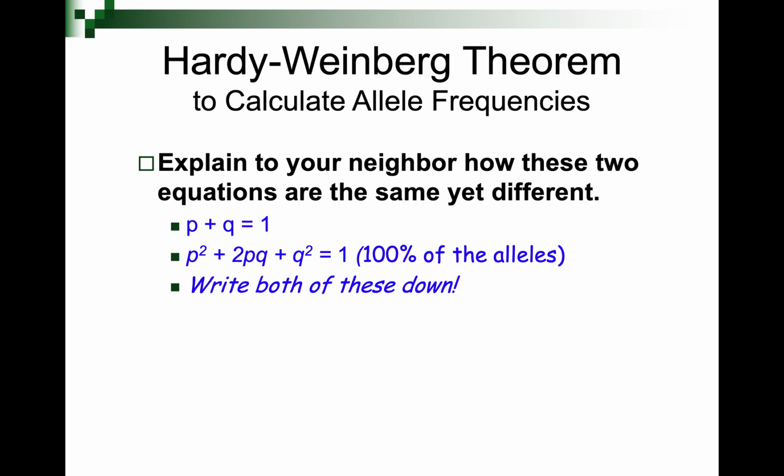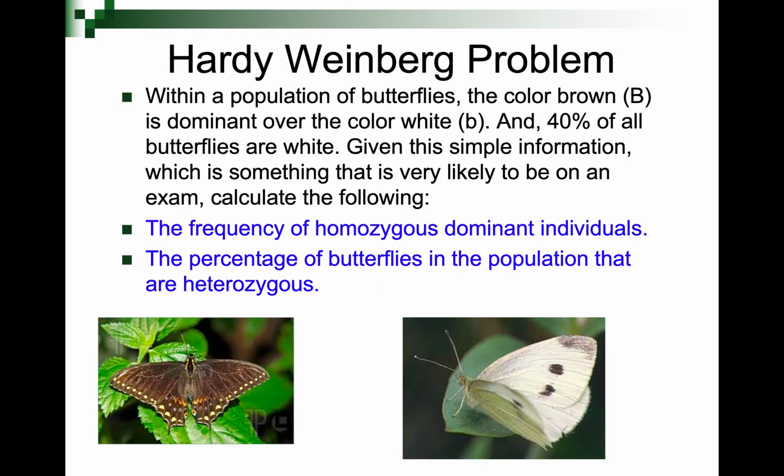Okay, let's keep going. And let's actually apply this. Within a population of butterflies, the color brown, which is big B, is dominant over the color white, little b. And 40% of all butterflies are white. Given this simple information, which is something that is extremely likely to be on an exam, calculate the following. The frequency of homozygous dominant individuals and the percentage of butterflies in the population that are heterozygous.